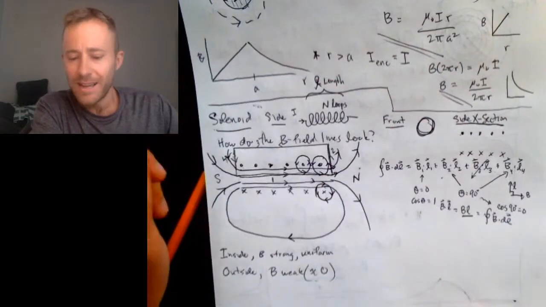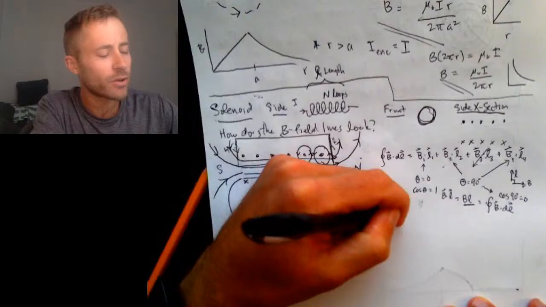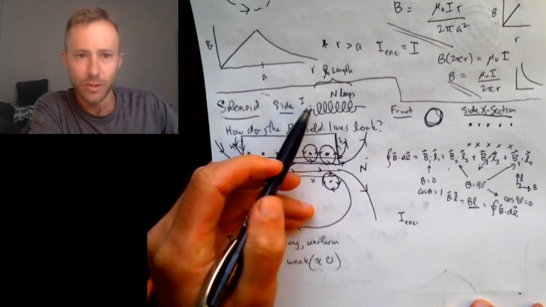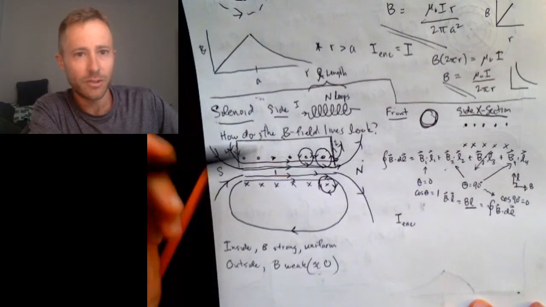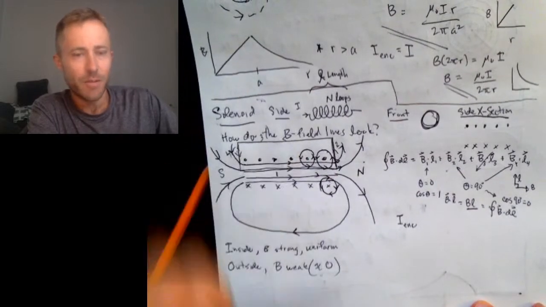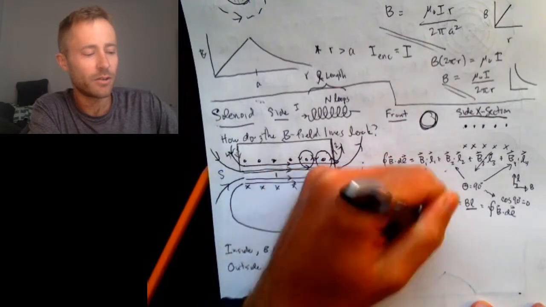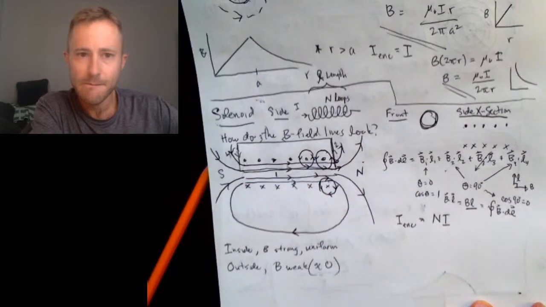Now let's look at the right-hand side, which is the current enclosed. Even though this wire is carrying just a single current I, that current is passing through the loop multiple times. Each time it passes through, we count it again. So the current enclosed is N times I.